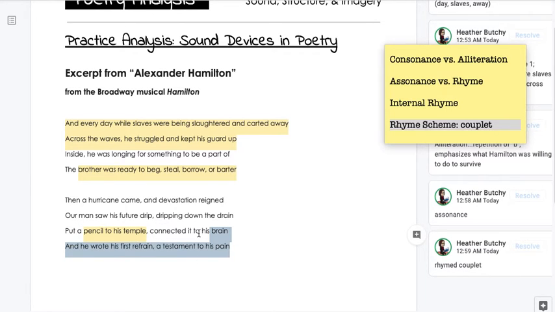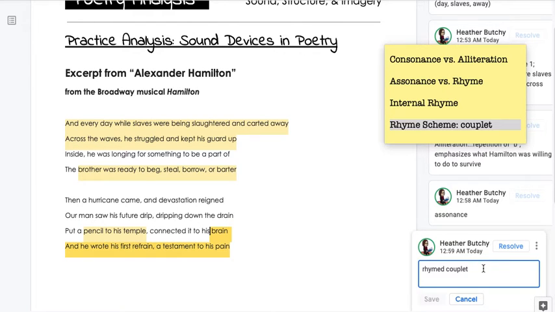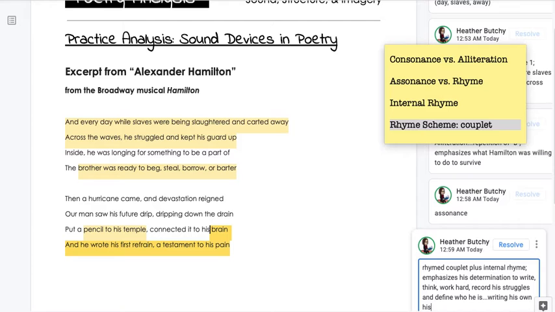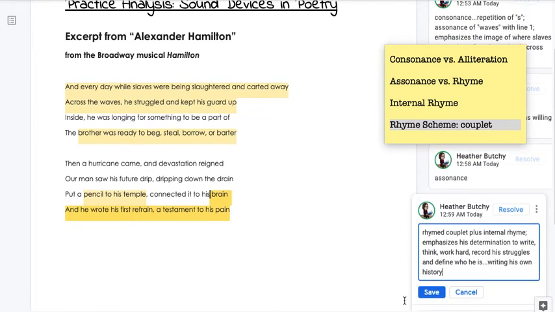"Put a pencil to his temple, connected it to his brain, and wrote his first refrain, a testament to his pain." And again, check this out. Refrain, pain, good example of internal rhyme. So if we go back to this and edit here: rhyme couplet plus internal rhyme emphasizes his determination to write, think, work hard, record his struggles, and define who he is. Maybe writing his own history is another good way to think about it. And we'll save that one.